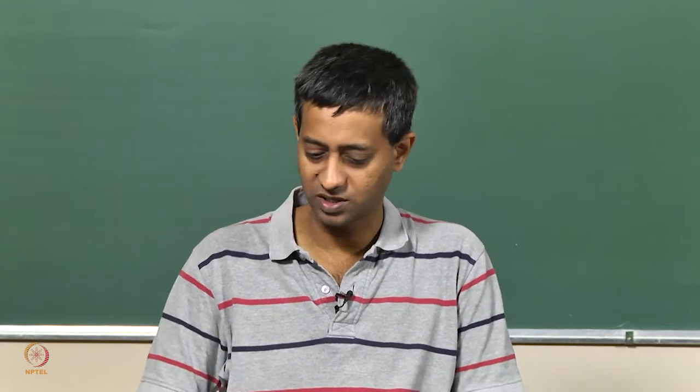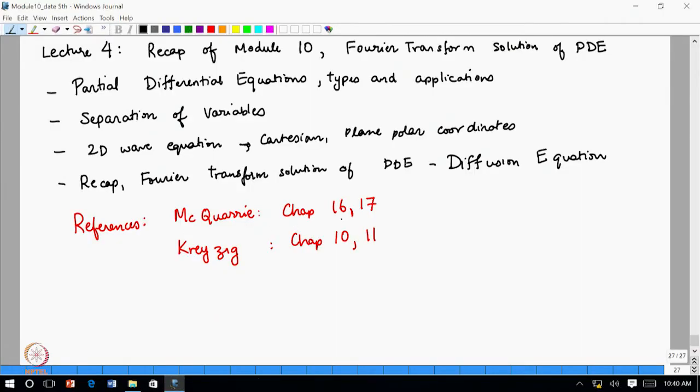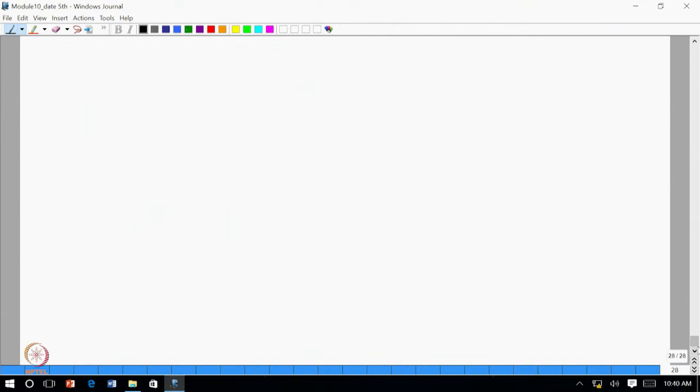You can find very good references in Macquarie: chapter 16 is partial differential equations, and 17 is Fourier transform. So at least what I will be doing today, you will find in chapter 17. In Kreyszig, chapter 10 is integral transforms and chapter 11 is partial differential equations. So in these places you can find it, but in any case these are very standard topics, so you will find a lot of sources on the internet and other places. Okay. So now let us look at the diffusion equation.